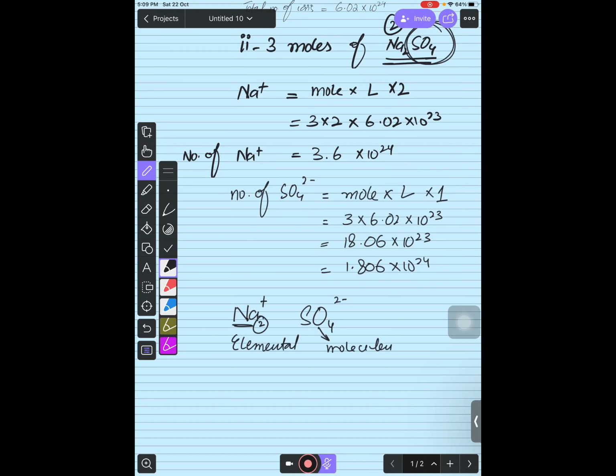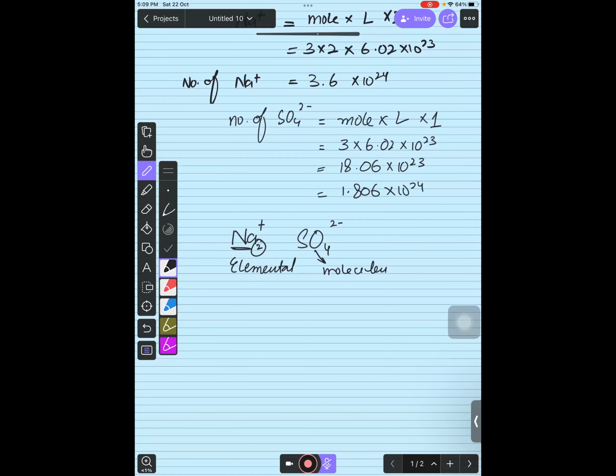Okay बच्चों, so we can solve some example, right? सर इसमें क्या कहते हैं, जो नंबर ऑफ SO4 2- है, इसमें हमने मोल इनटू एवोगाड्रोस कांस्टेंट इनटू 1 क्यों किया है, एंड पे 1 क्यों आया? Because we have only one sulfate ion in overall molecule.